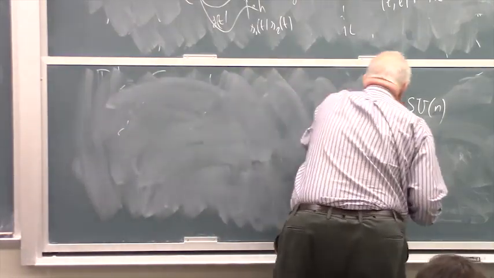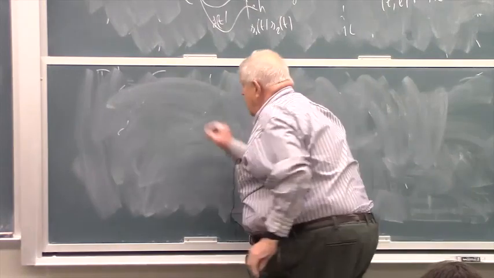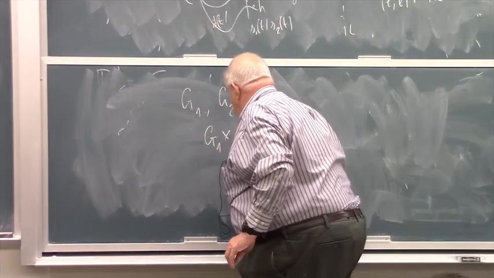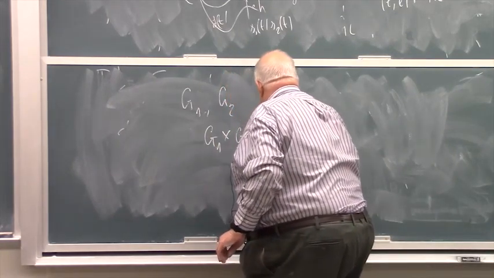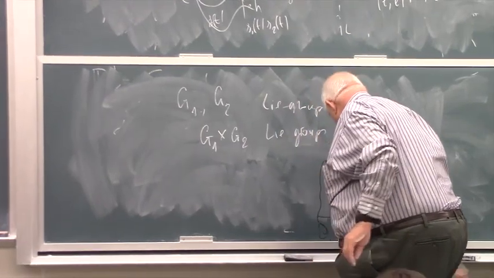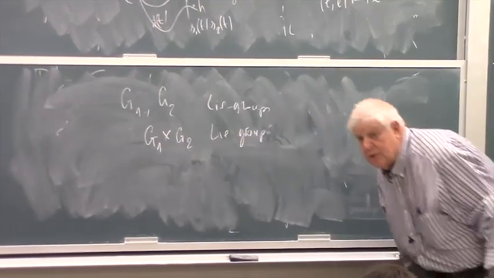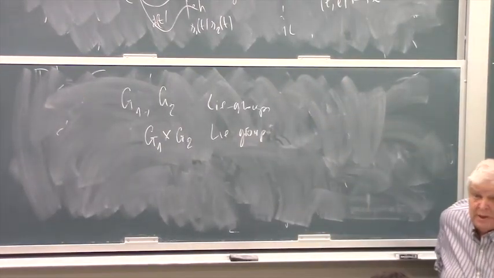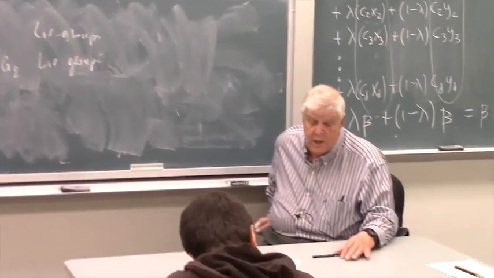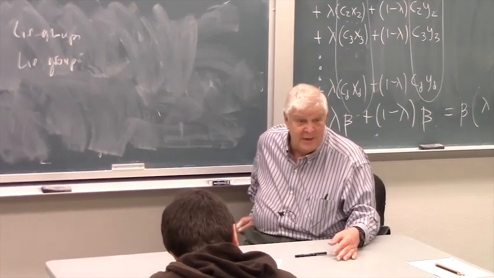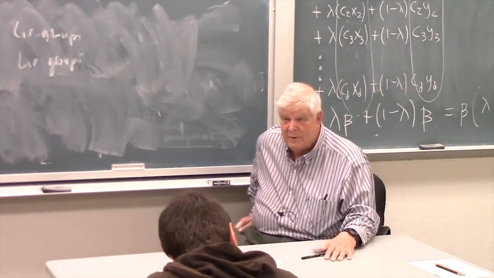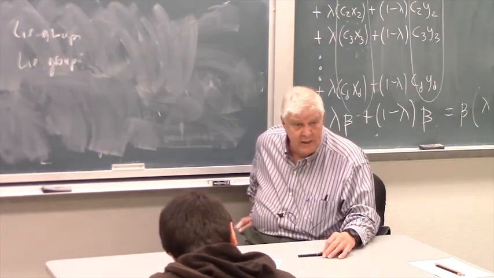If we have two Lie groups, G1 and G2, then the product G1 times G2 is also a group and a manifold, and everything is okay. So we can take products of Lie groups, which immediately gives many examples, new examples obtained from existing examples. Okay?